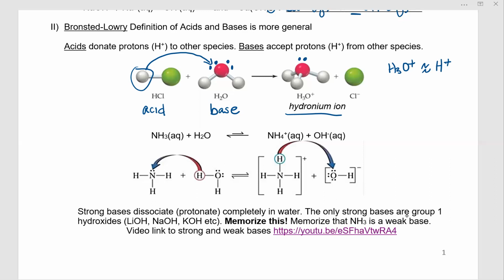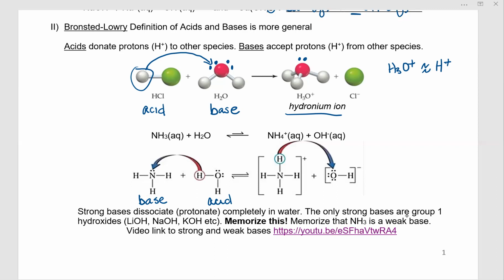Okay, let's take a look at this next reaction. In this case, we have ammonia, NH3, and it is put into water. And so we're watching what happens when it's put into water. Notice that this time water donates a proton. So ammonia is our base because it accepts a proton, and water, in this case, is the acid. So look at that. Water acts as both an acid and a base.